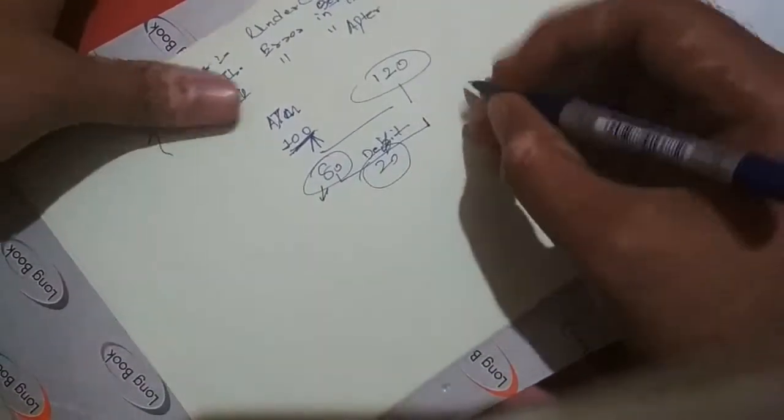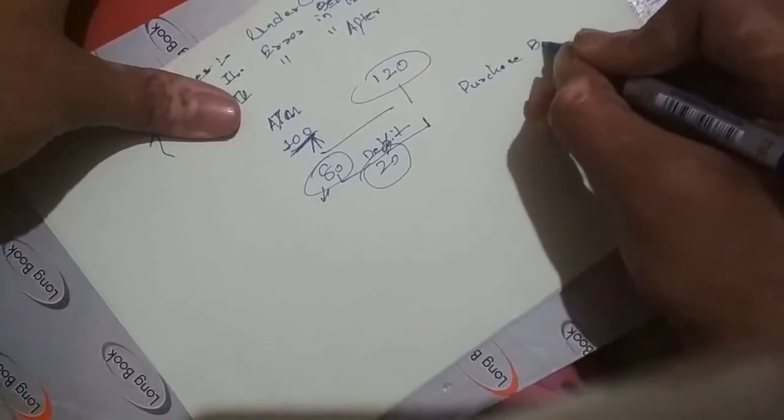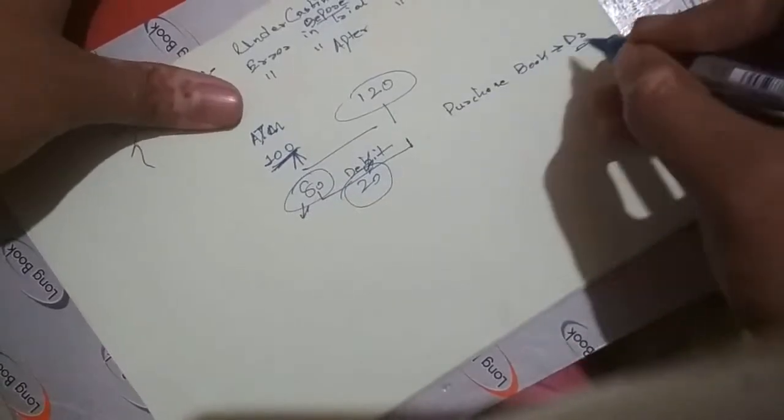Now in the last chapter we also learned why the purchase book is always in debit. It's a debit account.